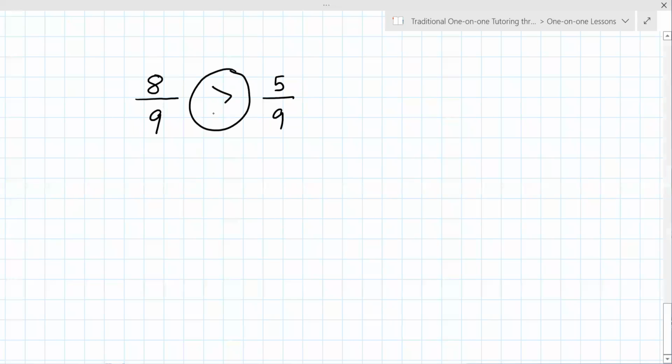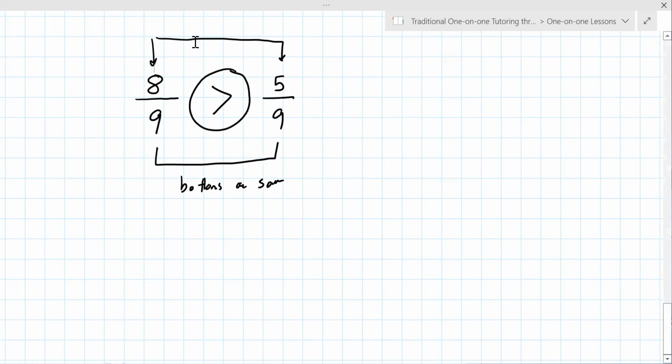So we're going to do exercise 5, but before we do that, I want to give you some simple examples. Some things you probably already know. So 8 over 9 and 5 over 9, which is greater, which is smaller? 8/9 is bigger because it's more of the base number. So when the bottoms are the same, you look at the top, right? You just figure out which number is bigger, which number is smaller.